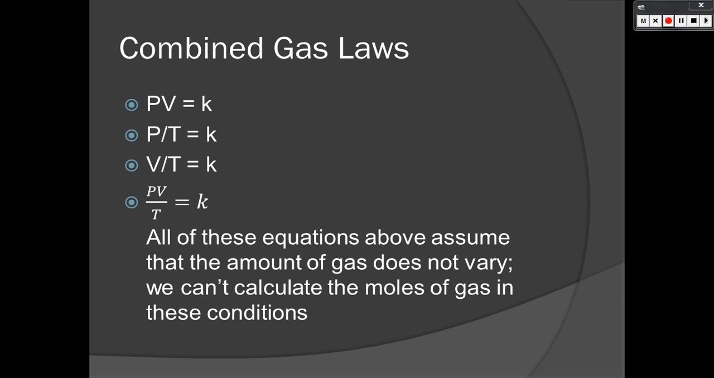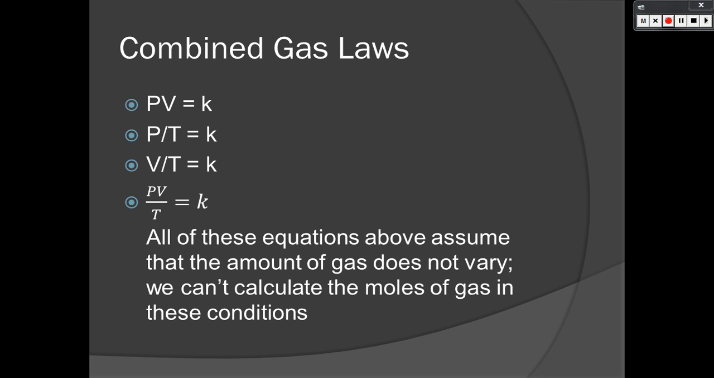And then we can combine those into what we call the combined gas law of PV over T equals K. And so that's why all of these initials equal their finals. So P1V1 equals P2V2 and so forth. And as we talked about in class yesterday, all of these equations assume that the amount of gas doesn't vary. So we can't calculate the moles of gas in these conditions either.